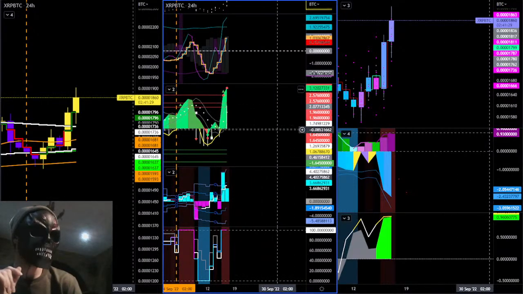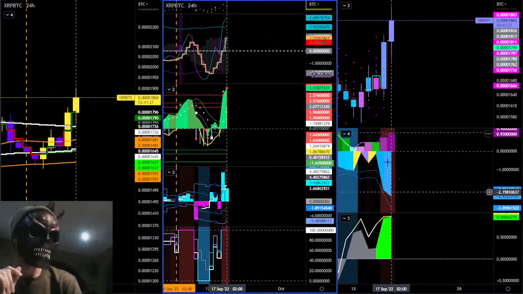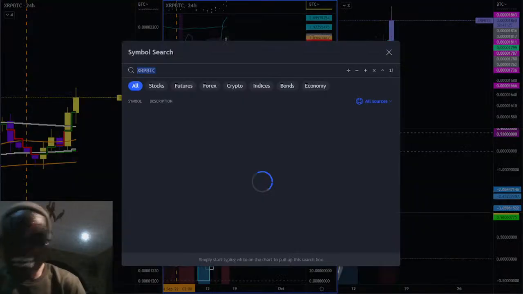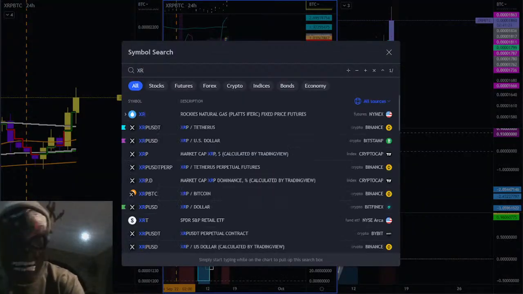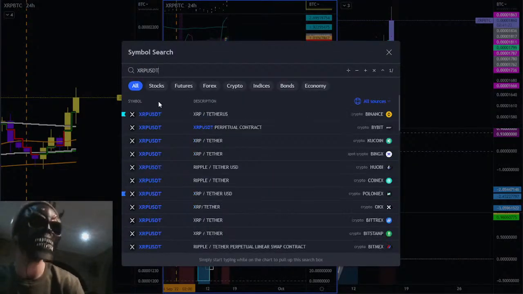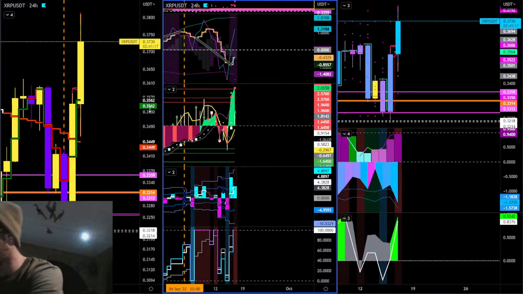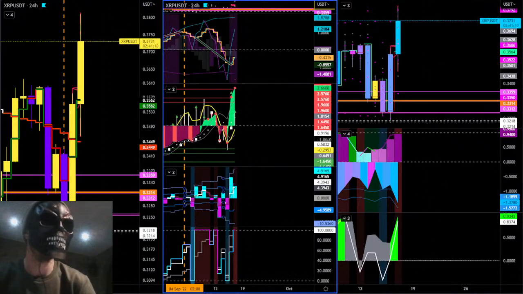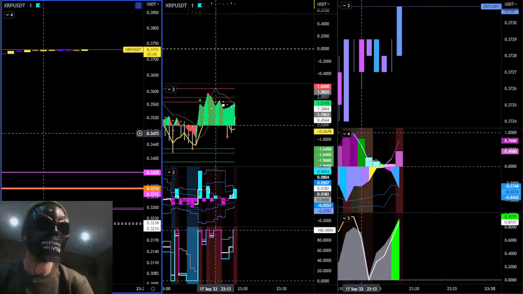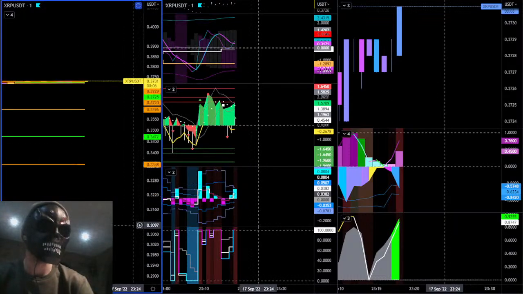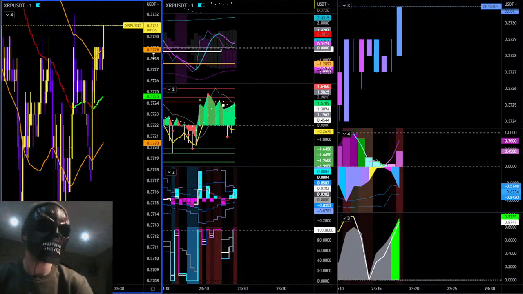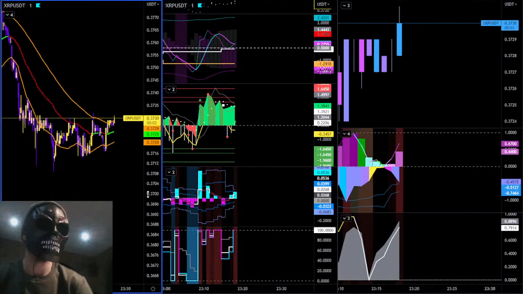Okay, XRP 24 hours, that's expanding while still in its trend. Let me go throw up XRP USDT, and then I'm going to shuffle from 1 minute up, and then we're going to reset those cones. Okay, so we've broken out of the 1 minute reverse wave trend.